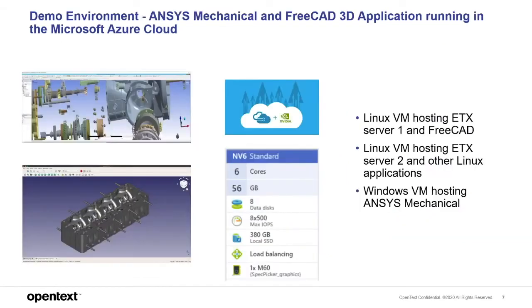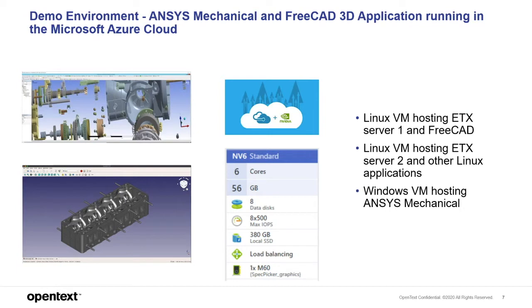So here are a few more things about the environment that we are creating today. At the end, you will be seeing on the left side the screenshots of the software Ansys Mechanical, and that is running on Windows. So we will have a Windows application server installed. We will have FreeCAD 3D for Linux 3D product design here with that engine head that you see on the lower part. You see what kind of machine we are using here in the Microsoft Azure cloud.